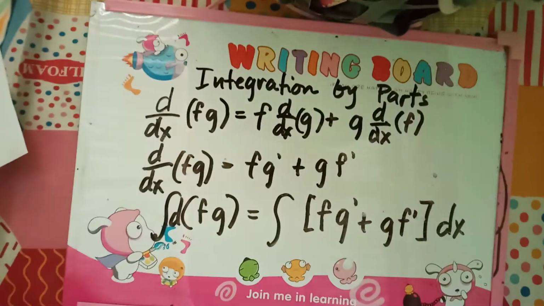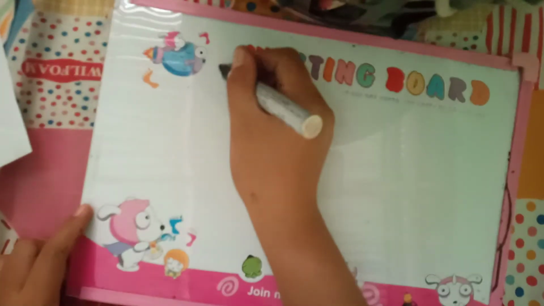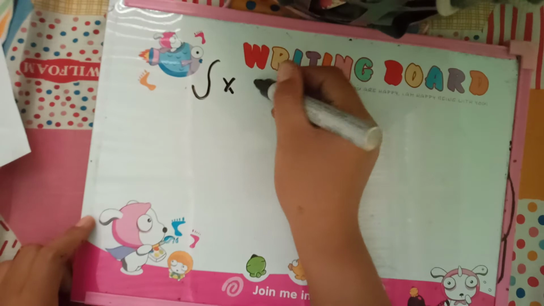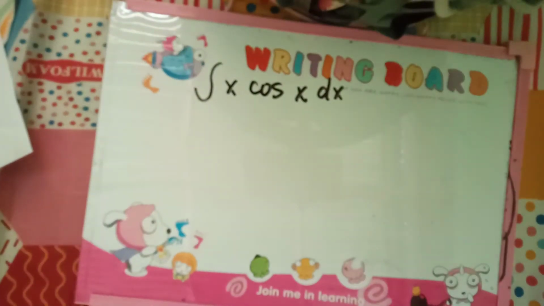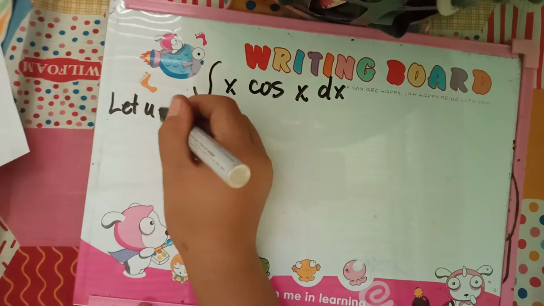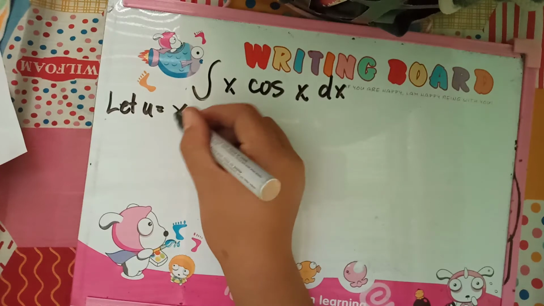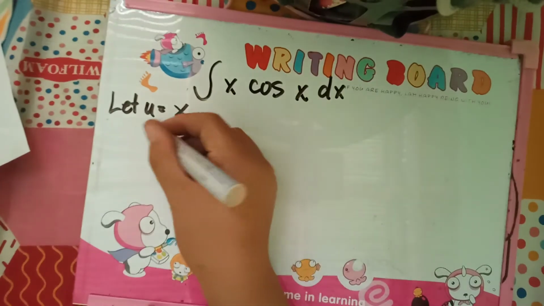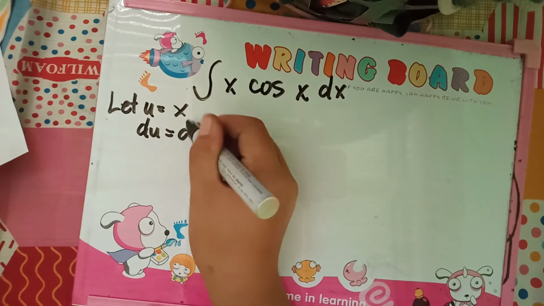So, ganun lang. So, let's have an example. Let's have a concrete example of integration by parts. So, let's have the integral of x cosine x dx. Okay. So, the first thing is we should let your u and dv. So, let u be equal to what? So, let's try. Let's try to have x. Okay. So, du will be dx. Tama?